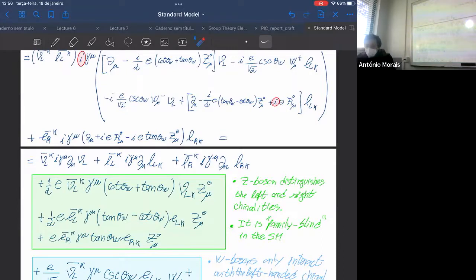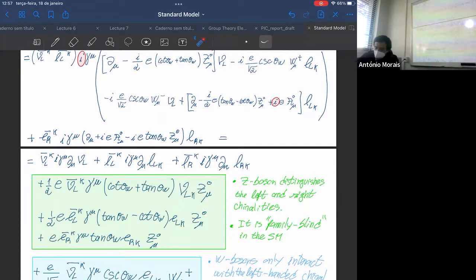So what is the first conclusion that we take here? That the coupling is equal. Precisely, the coupling is different. The Z boson doesn't distinguish family. It's the same for the first, second, or third family, but if it's a neutrino or a lepton, it sees differently, even if they are both left.